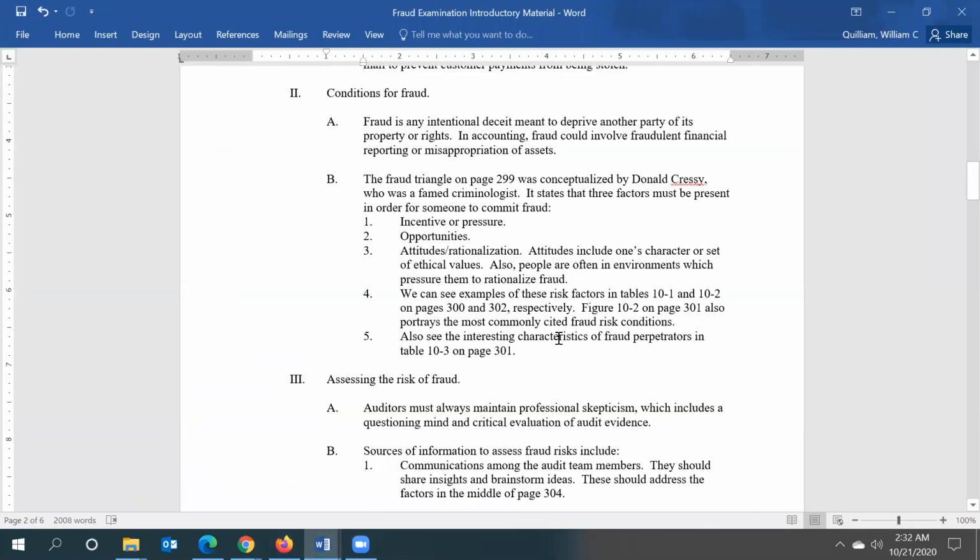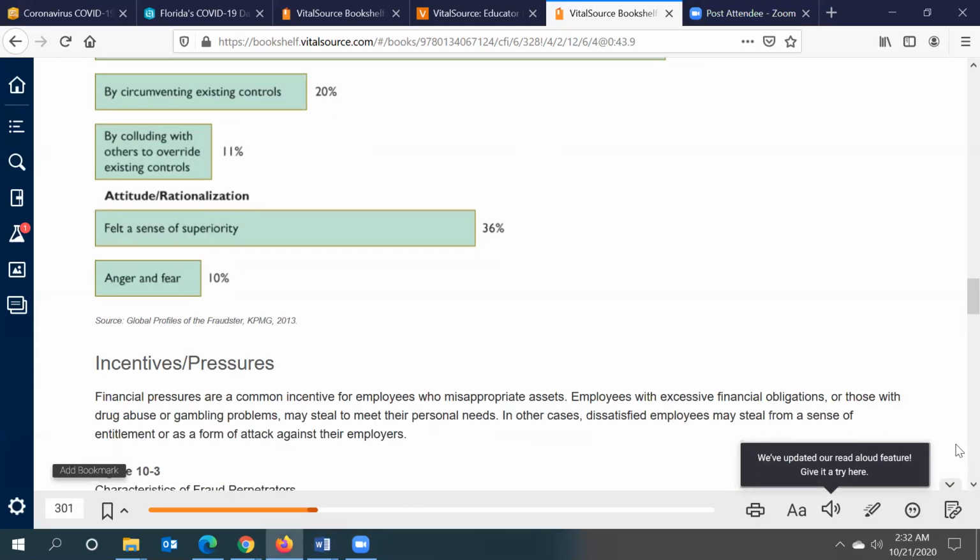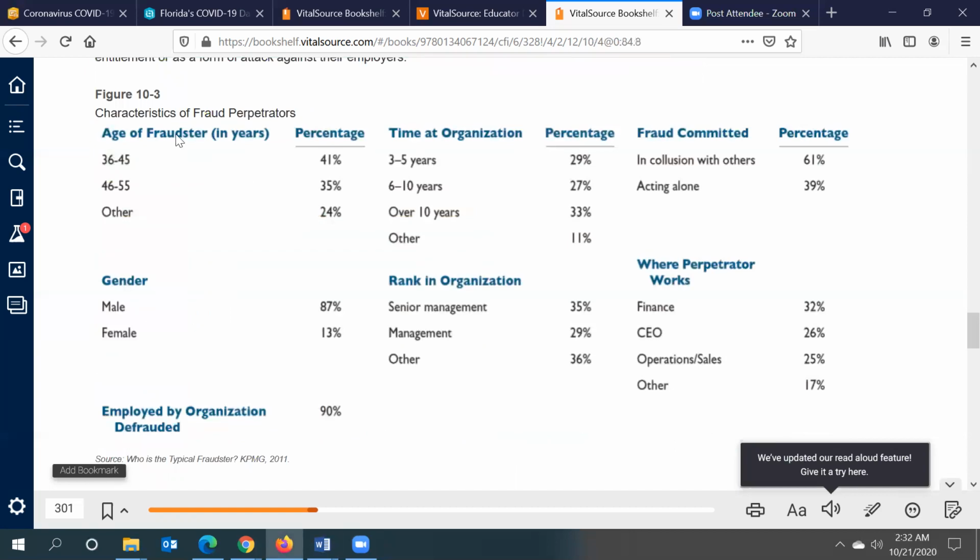Then, number 5, there are also some interesting characteristics of fraud perpetrators. In table 10.3 on page 301, let me go back and take a look at that. Figure 10.3, characteristics of fraud perpetrators. It comes from a study from KPMG. So have a look at that, again, by pausing if you would like.